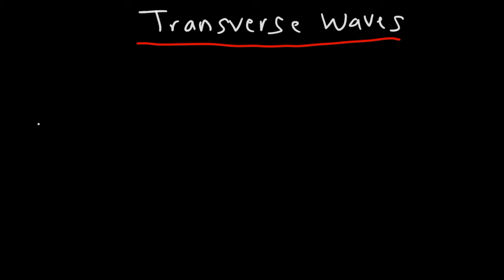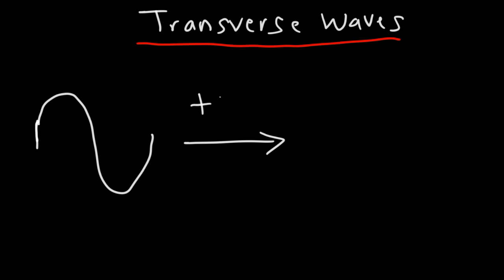The wave that we drew earlier is an example of a transverse wave. The reason why it's a transverse wave is because the wave is moving in the x direction, but the oscillations are in the y direction. Anytime the oscillations are perpendicular to the direction of the wave motion, we're dealing with a transverse wave.